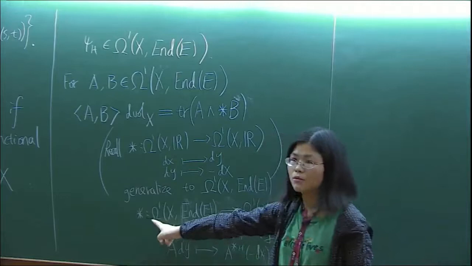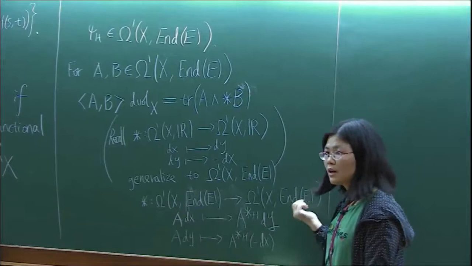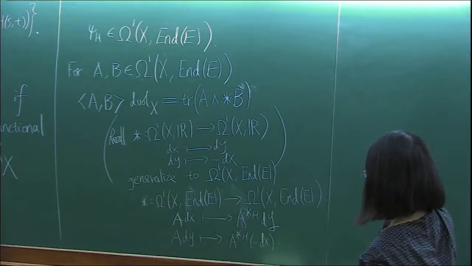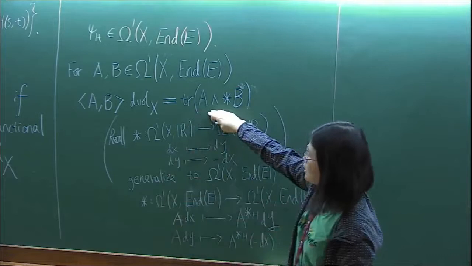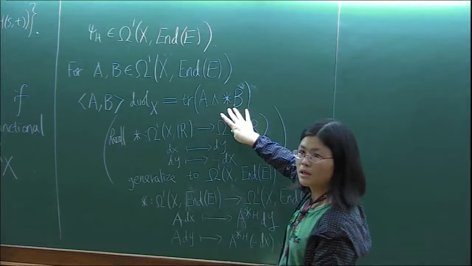On the one form, it's just the original Hodge star. But on the sections in the bundle, we use the dual. We use the Hermitian adjoint with respect to the metric on H. So after using this definition of the Hodge star, we have the original thing. This is a one form, and I also get a one form. So the right-hand side is a two form, and the left-hand side is also a two form.